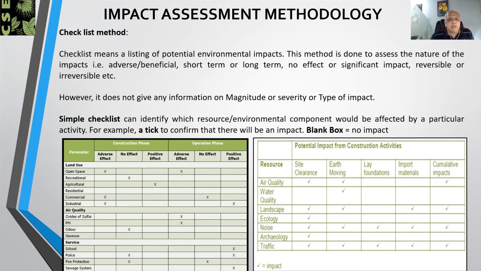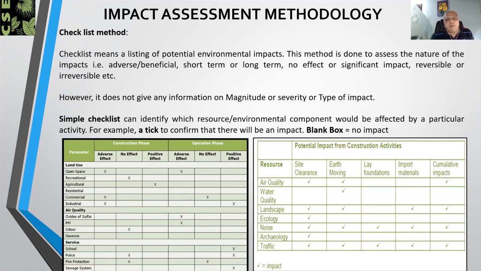Like in the construction phase, naturally any project will result in reduction of open space. So on the left, we have marked a tick there to indicate that there is a negative impact created on the open space availability during the construction phase. Wherever we have marked a cross or a tick, it indicates that there is an impact, but the blank boxes indicate that there is no impact.